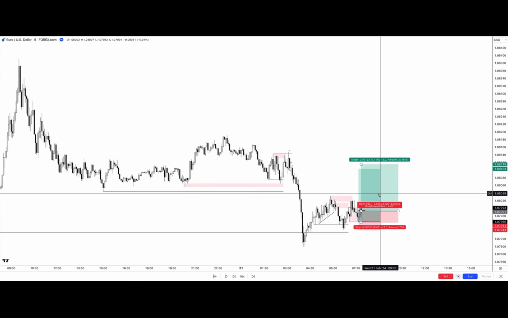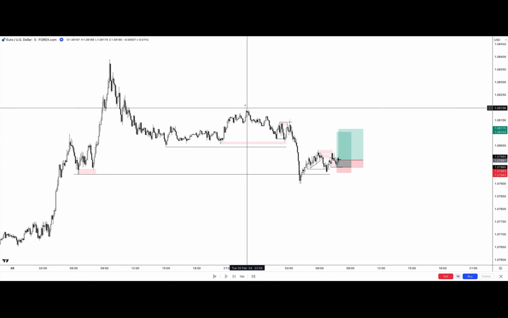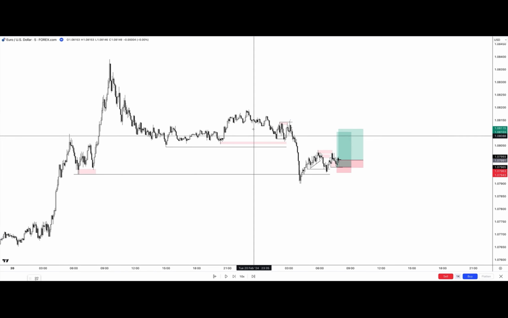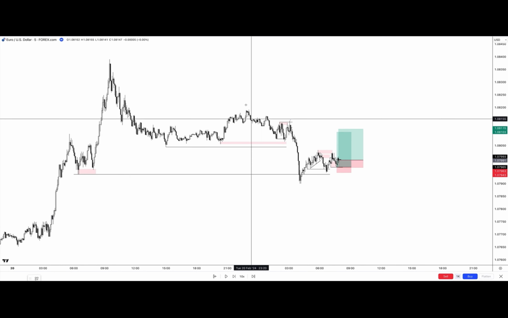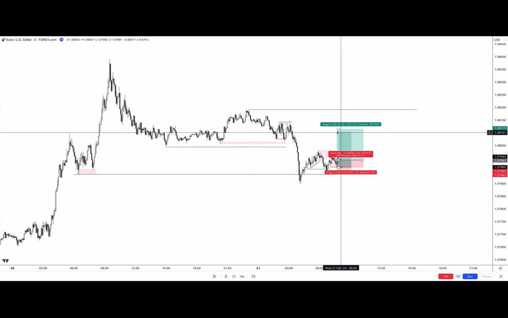And where can we target? Simple stuff. Look how we have a nice inducement high up here. We've also left, look at all this liquidity we've left to the upside. So we can simply target this high up here.